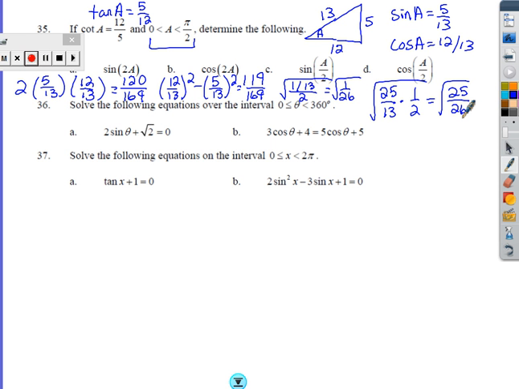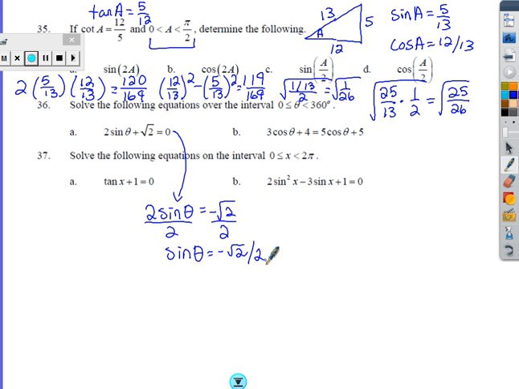Now, number 36. I see that I need to solve the following equations. I'm going to start with letter A. And I'm going to start out by subtracting the root 2. And then I divide both sides by 2. So I wind up with sine theta equals negative root 2 over 2.